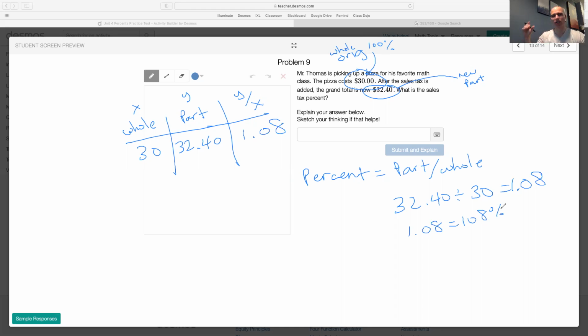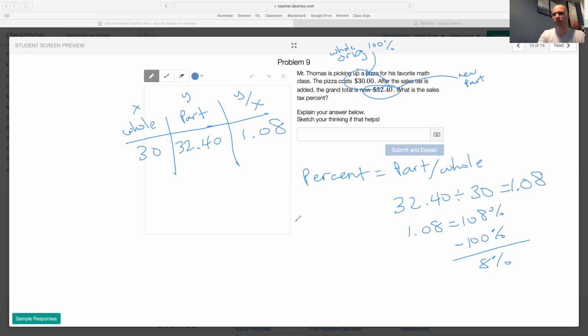And so when you get this answer of 108%, you have to think about one last step. You have to think, okay, well, I only care about how much it was increased by. I don't want to count that original $30, which was 100% in this situation. And so you have to take away that original 100%. You're left with just the 8%. That's the part that was actually increased. That's the sales tax in this case.